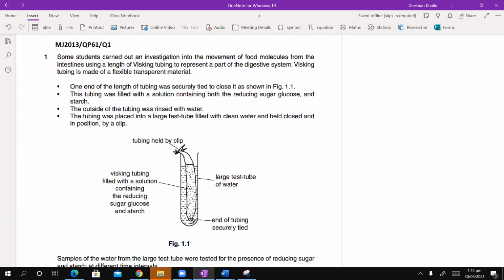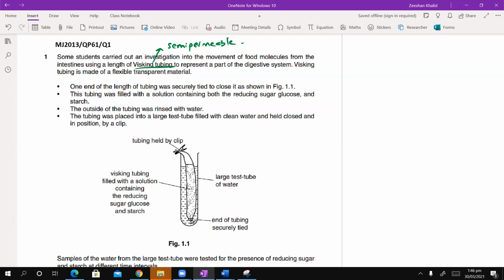Let's look at the next question. This is May June 2013, question paper 6-1, question number 1. Some students carried out an investigation into the movement of food molecules from the small intestine using a length of Visking tubing. If you remember, we studied Visking tubing in osmosis. This is a semi-permeable sort of a bag.